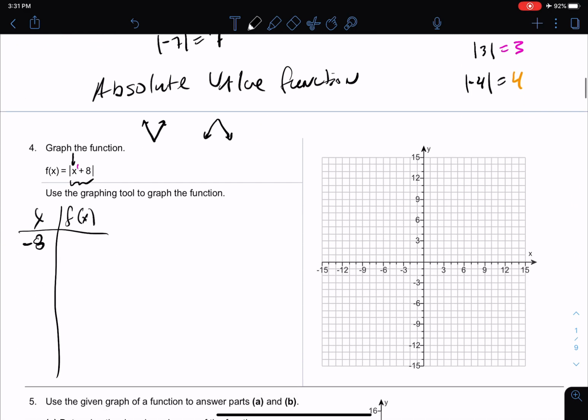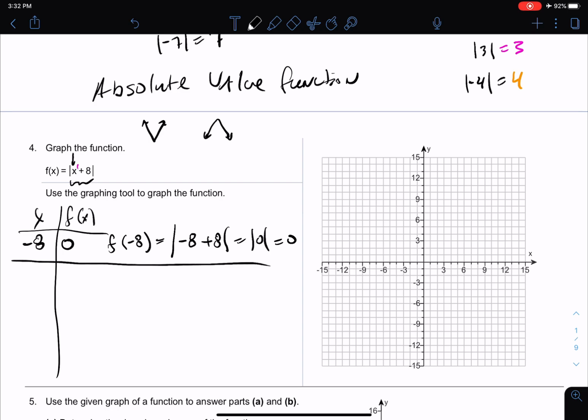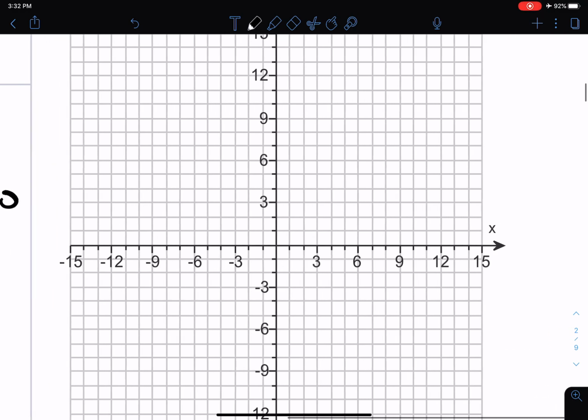Okay, so once you have that, then you come over here and we have our function f of negative 8, our input, equals the absolute value, replace x with negative 8, plus 8. And we know negative 8 plus 8 is the absolute value of 0. How far is 0 from 0? Yeah, it's 0. So it's just 0. You don't change any signs or anything, of course. 0 doesn't have a sign. It's right in the middle. And so we have our first point, which is negative 8, comma 0 right here.